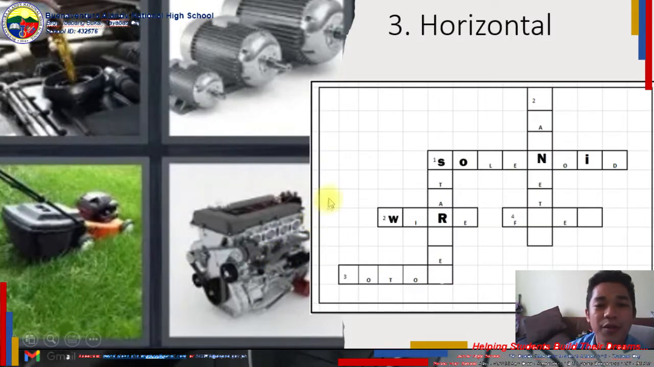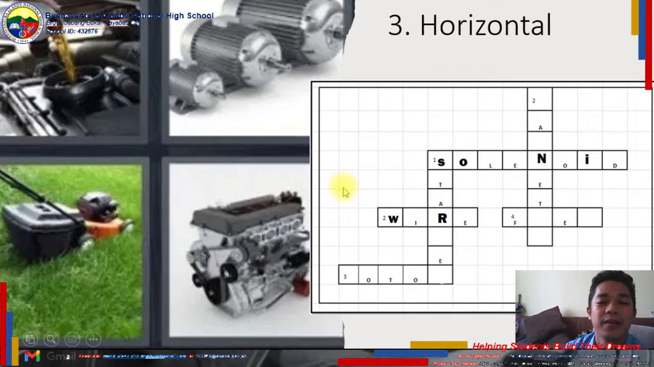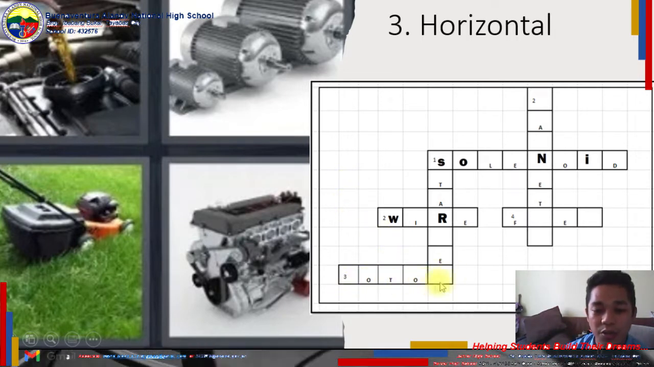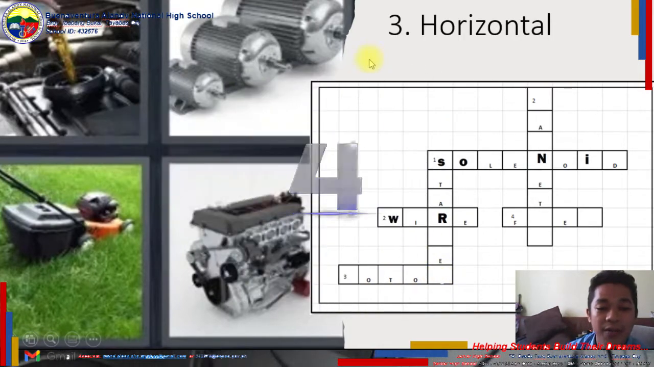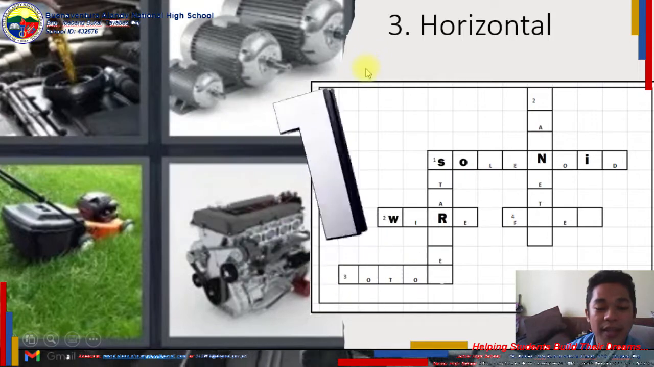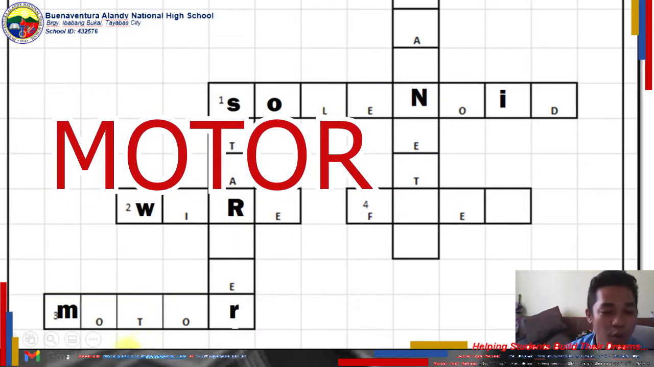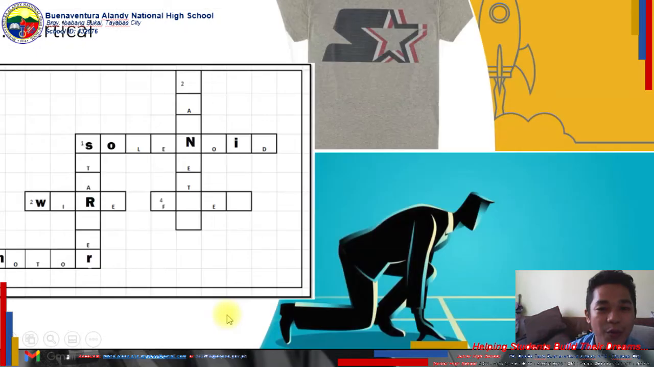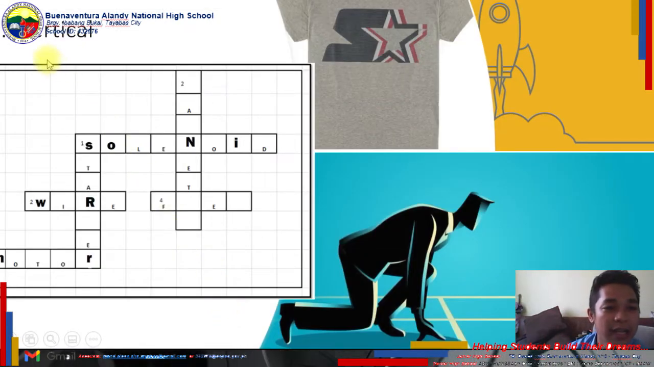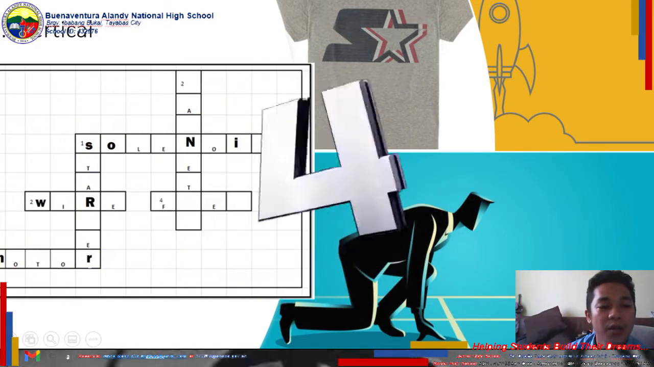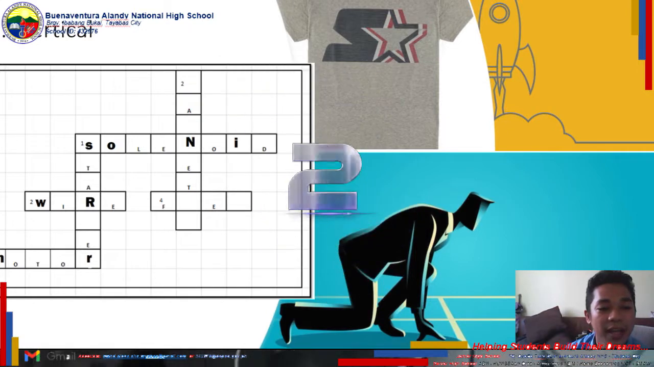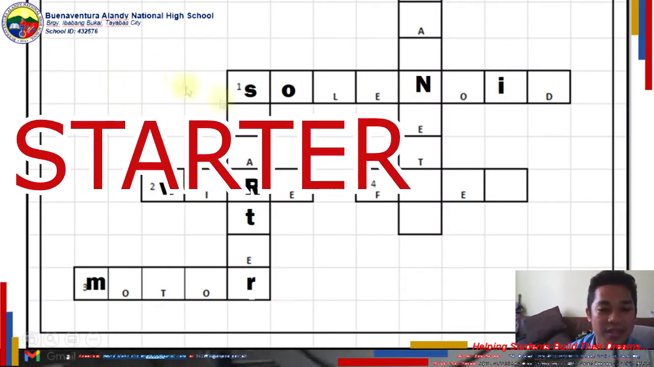For question number 3, horizontal, the clue is this one, or this portion. So, 5, 4, 3, 2, 1, and the answer is motor. That's right. For the next question, for vertical 1, this portion. So, at the count of 5, 4, 3, 2, 1, and the answer is starter.